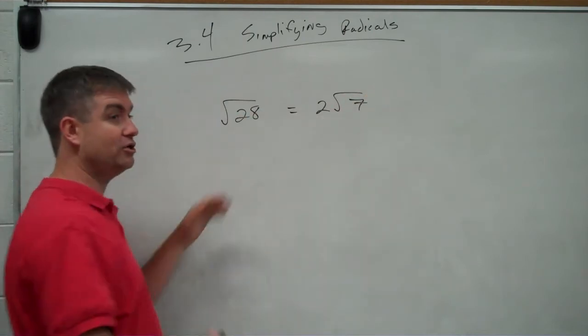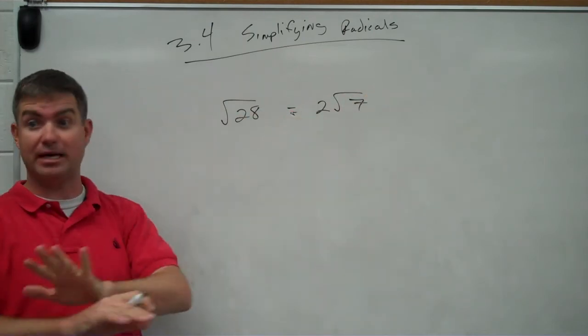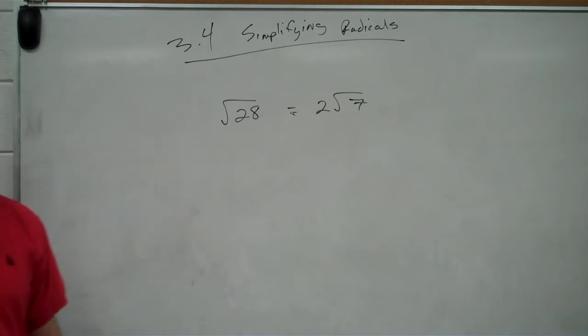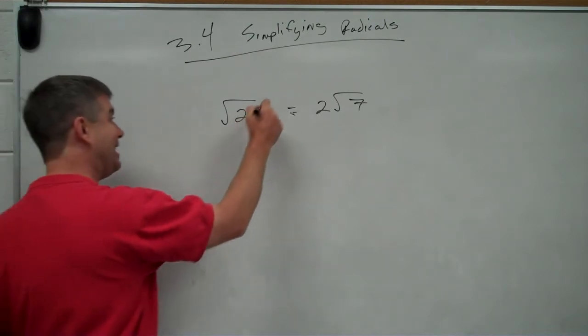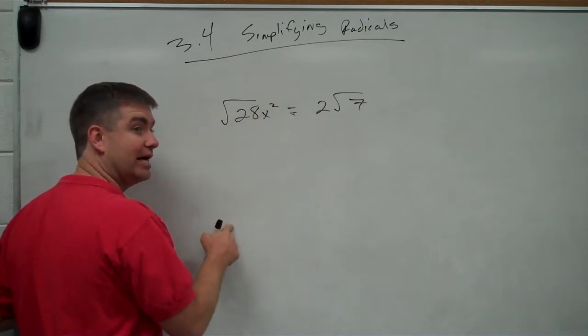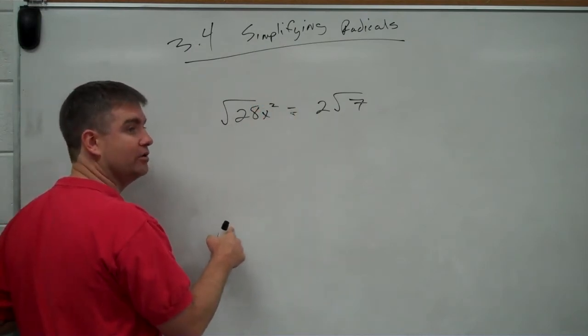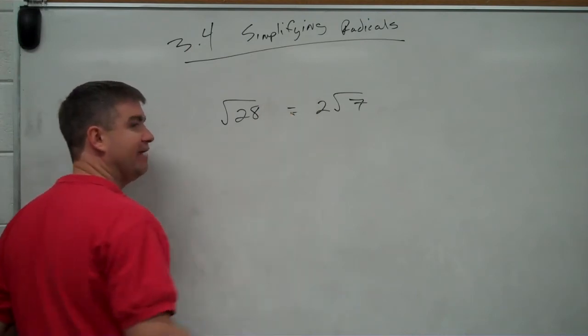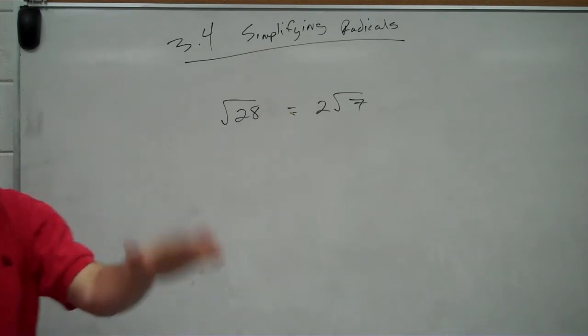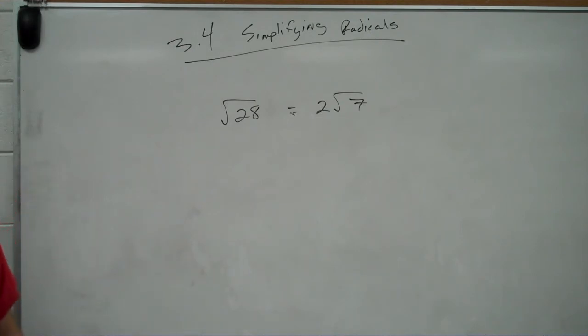Now that you know the answer is 2 root 7, you should be able to get that problem right 100% of the time. I'm going to talk about how to do it by hand, because when I add in an x squared later, your calculator won't do that for you. So you have to be able to do this by hand. You have to have an idea of how to simplify radicals. I know some of you already know how to do this, so just bear with me.